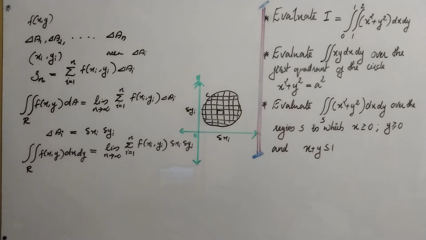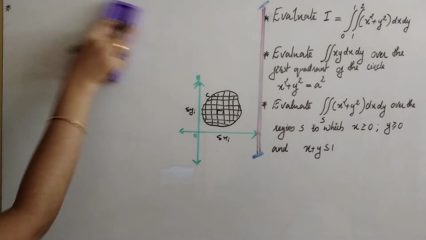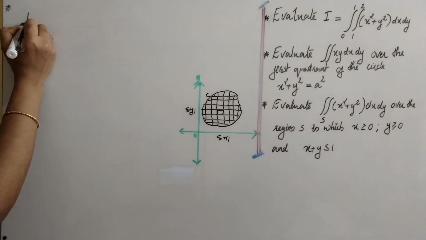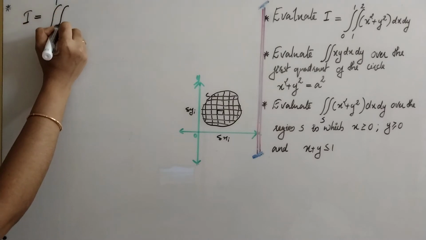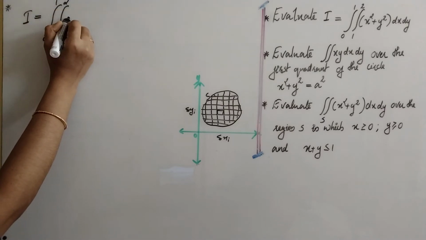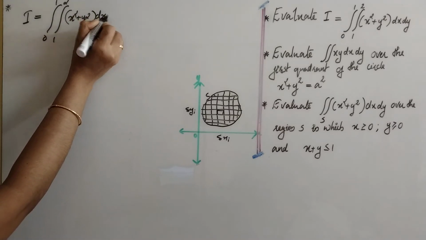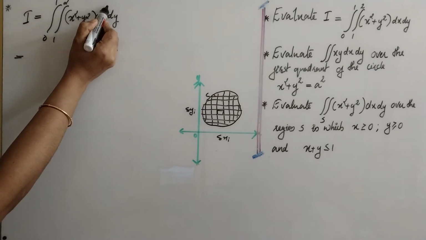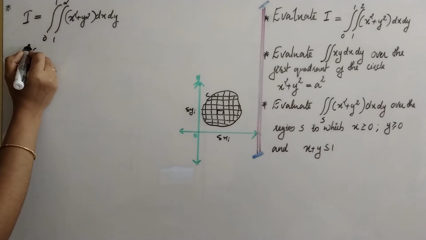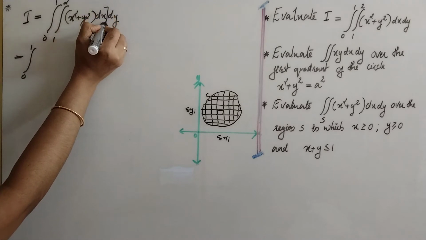Now consider the first problem. Evaluate double integral 0 to 1, 1 to 2, x square plus y square dx dy. First integrate the inner integral. So integral 1 to 2 of x square plus y square dx.